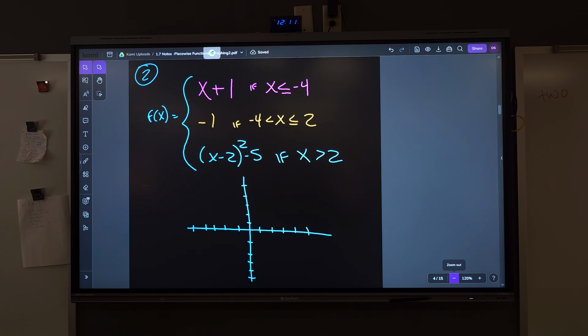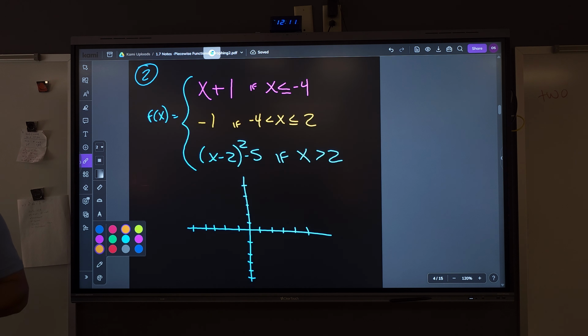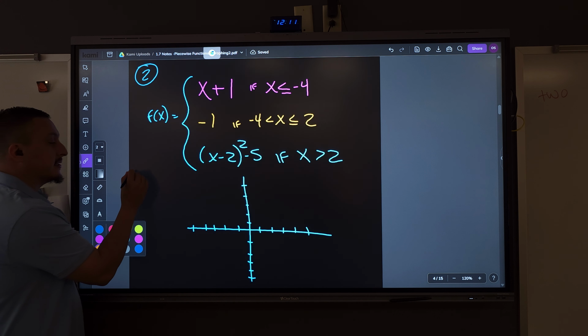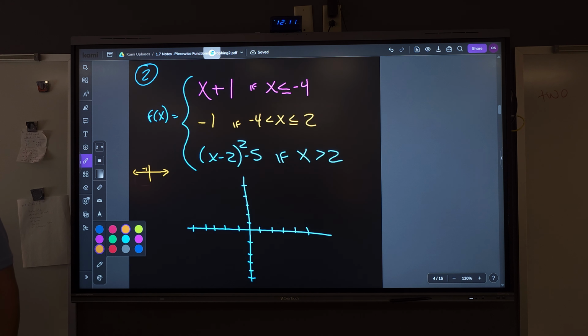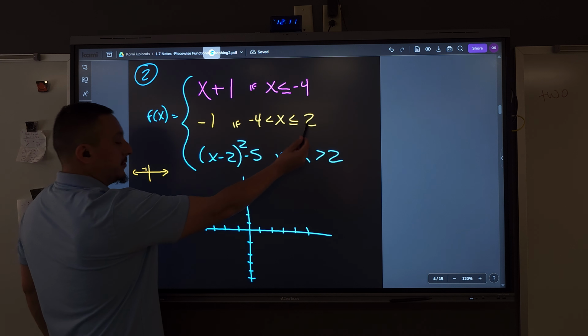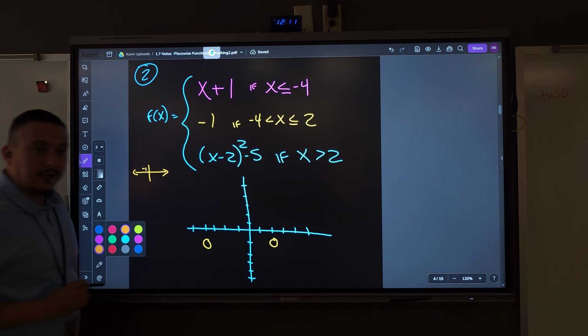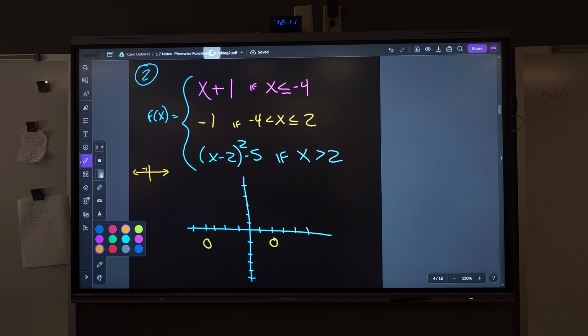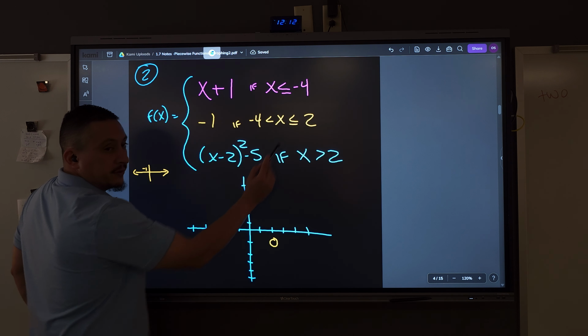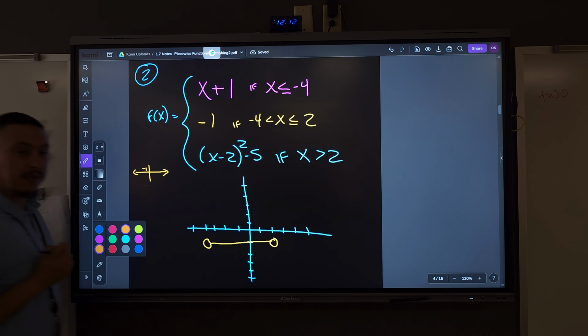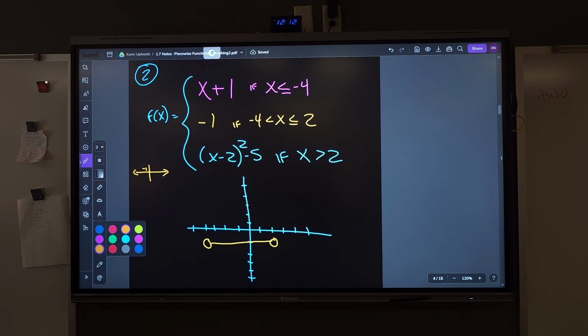Have your graph. Okay, here's what I would suggest. I think the easiest one is just the number, okay? Y equals negative 1 is just the flat line that touches right here at negative 1 on the y-axis. But it goes from negative 4 to 2. Right now, I'm not trying to worry about closed or open. I'll fix it in a minute, okay? But the line is between those two numbers. That's at y equals negative 1.